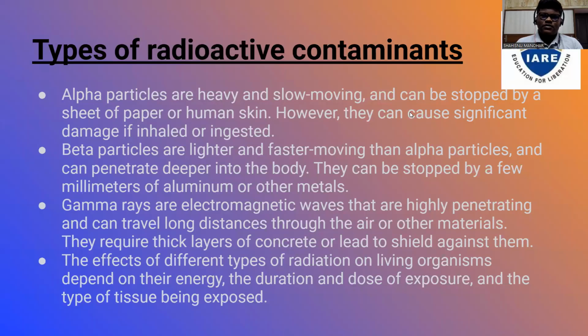Types of radioactive contaminants. Alpha particles are heavy and slow moving and can be stopped by a sheet of paper or human skin. However, they can cause significant damage if inhaled or ingested. Beta particles are lighter and faster moving than alpha particles and can penetrate deeper into the body. They can be stopped by a few millimeters of aluminum or other metals. Gamma rays are electromagnetic waves that are highly penetrating and can travel long distances through the air or other materials. They require thick layers of concrete or lead to shield against them.